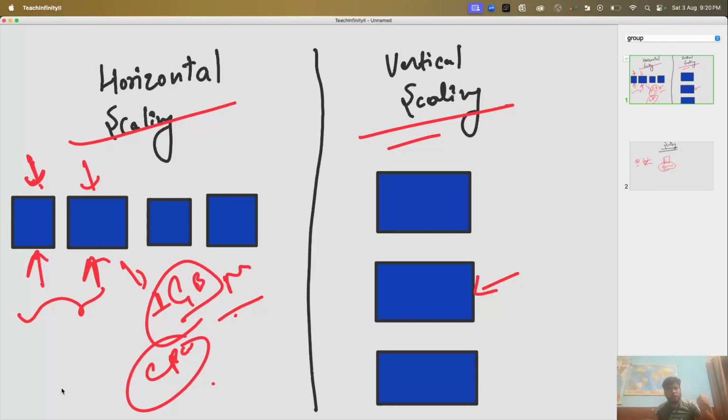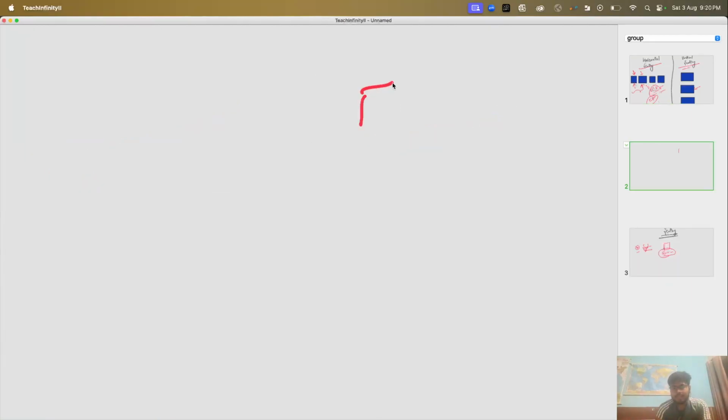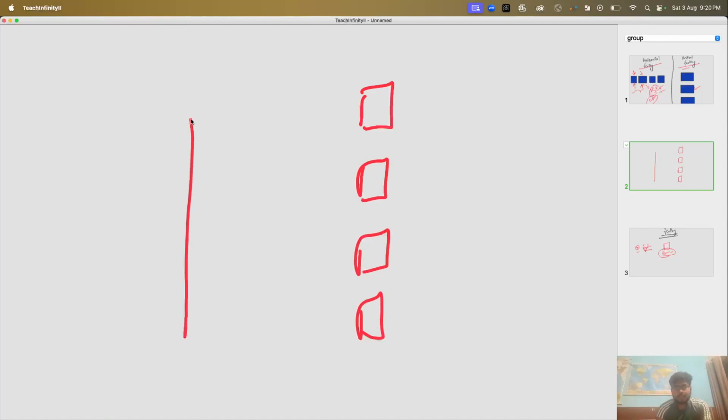So there should be a load balancer that will send the request equally to all the services. Okay, so what is a load balancer? Let's say you have this system. One system is this one node, and there are four nodes. So you should have a load balancer in between.